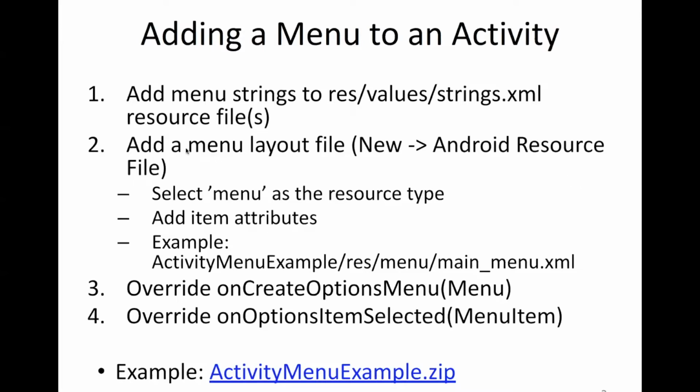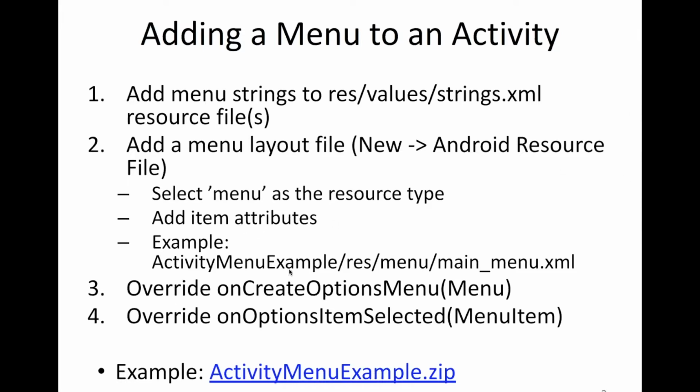Then you need to add a new layout file. So there's a new kind of layout file called a menu layout file. When you create that from Android, just like you're used to creating a layout resource, you'll still create a layout resource, but you'll select menu as the resource type, and then you will add attributes to it. I'll show you an example of that in just a minute.